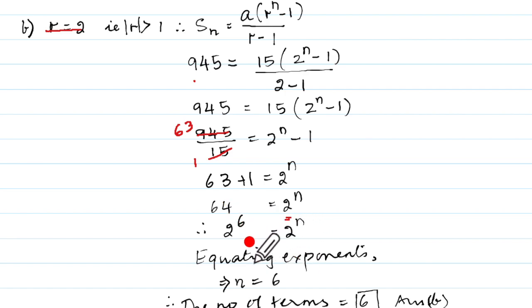Then we will equate the exponents because the bases are the same. So n is equal to 6. What is n? The number of terms, and that is 6, and that is our answer. So here, substitution of the formula up to this part will be 1 mark, and then to get this and write, that will be another mark up to the statement. If you don't write the statement, chances are your examiner can cut your 1 mark.